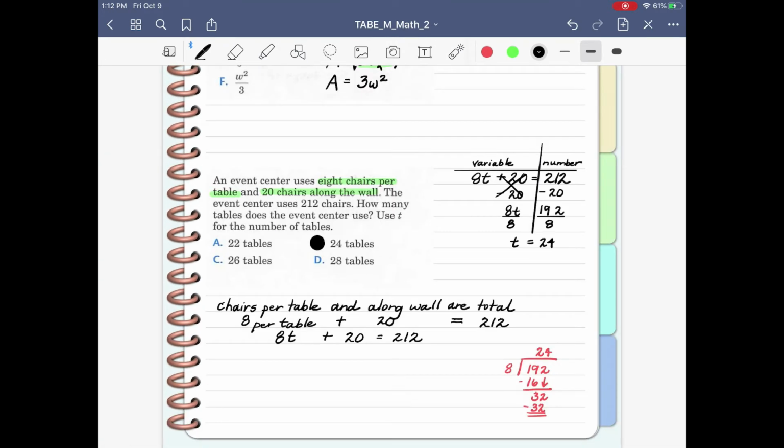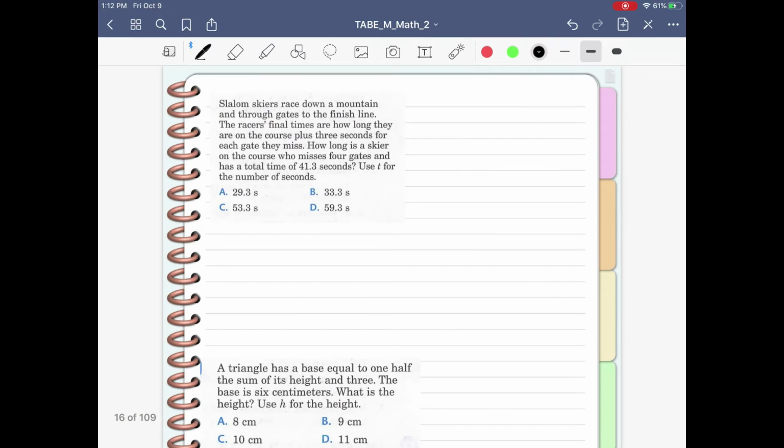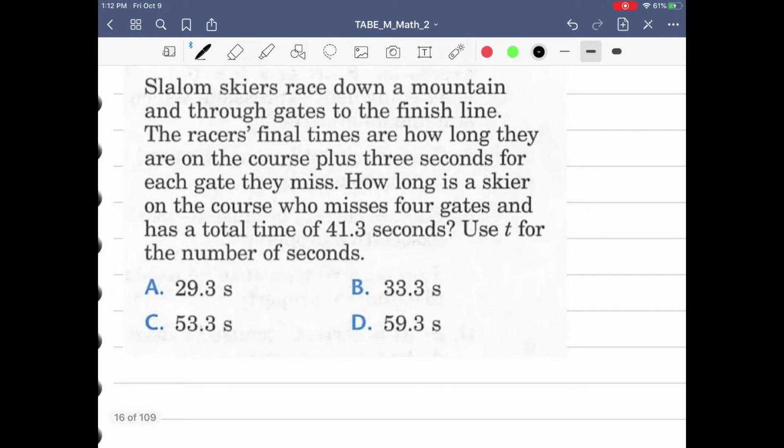And that is option B. All right. That was number 4. I didn't number all of mine, so number 5. Slalom skiers race down a mountain and through gates to the finish line. The racers' final times are how long they are on the course plus 3 seconds for each gate they miss. How long is a skier on the course who misses 4 gates and has a total time of 41.3 seconds? Use T for the number of seconds.